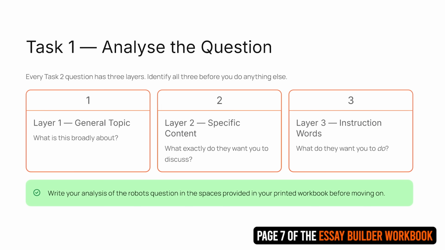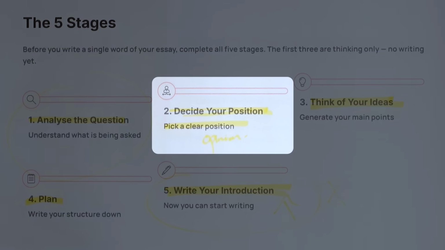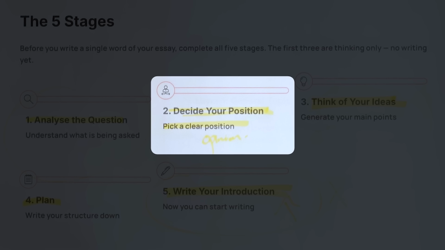So if you want, go and do task 1 and come back, and we'll look at stage 2 of how to write an introduction, which is to decide your position.